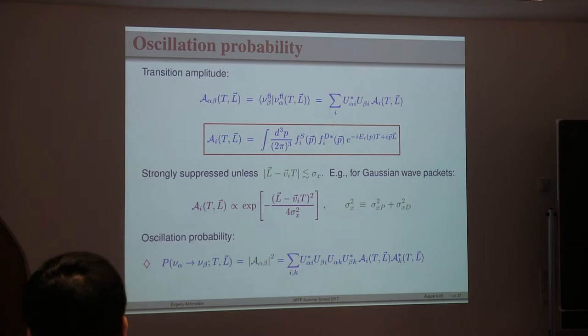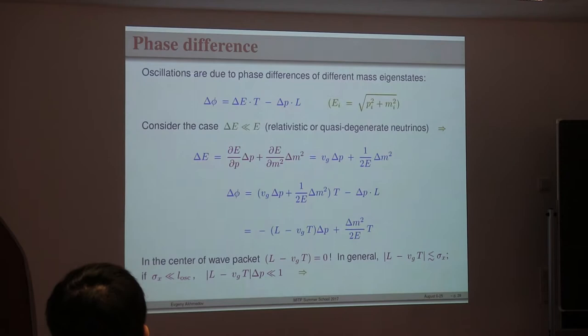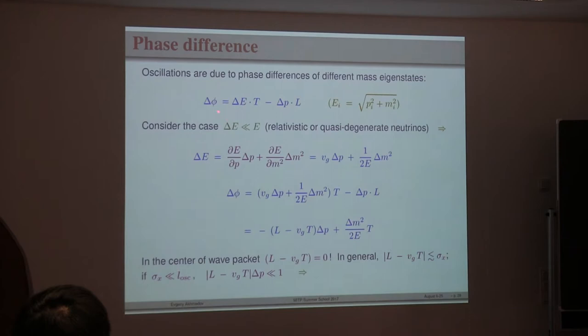Okay? Now we can go back to the calculation of the neutrino oscillation phase. You remember we have delta phi equals delta E times T minus delta P times L, where delta E is the energy difference and delta P is the momentum difference of different mass eigenstates. Now let's remember that we always deal with relativistic neutrinos. In this case, the difference of energies of different mass eigenstates is much smaller than the average energy of these states. And therefore we can expand the energy difference in terms of the momentum difference. Energy depends on momentum and mass squared. So in terms of the momentum difference and the difference of mass squared. Now dE over dp here is just the group velocity. So we have group velocity times delta p. And the derivative of energy with respect to squared mass is just 1 over 2E. So this is the result for the energy difference. It depends on the momentum difference and the mass squared difference.